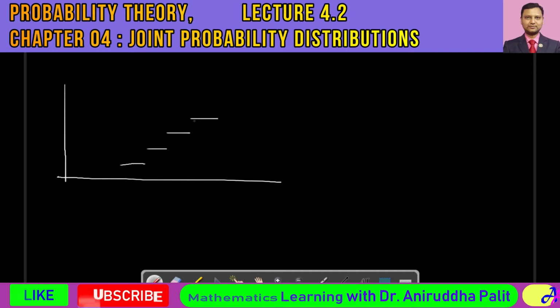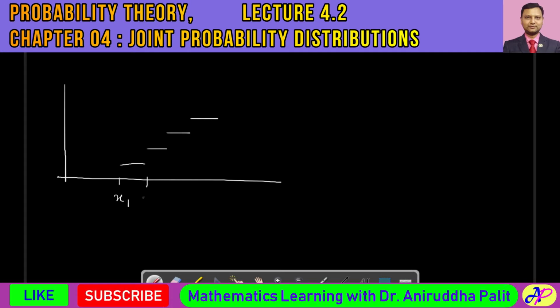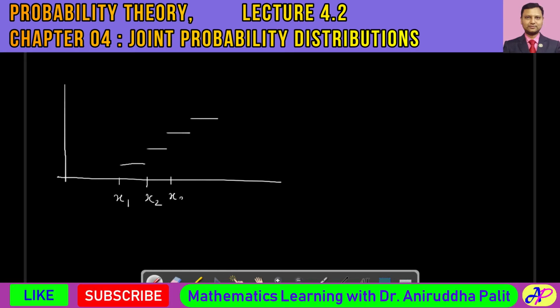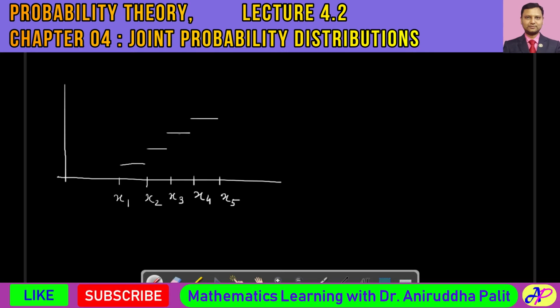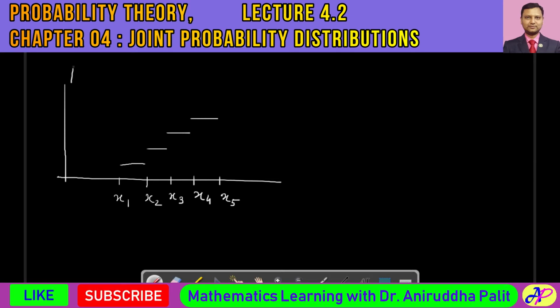Suppose this point is x1, this is x2, then the next point might be x3, then we may have x4, and lastly suppose x5. In this kind of single variable case, the distribution function is capital F. Capital F is defined in this way.